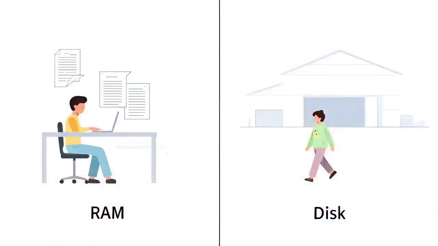Data in Redis lives in RAM, which is like working on a desk right in front of you. Traditional databases live on a disk, which is like walking to a warehouse across town every time you need a file.